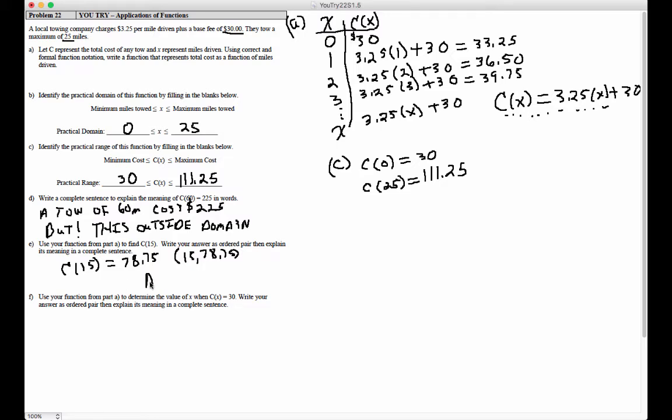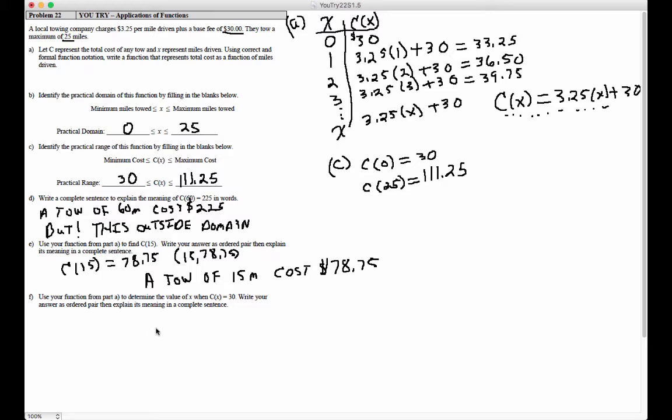This means that a tow of 15 miles costs $78.75. Now, use the function in part A to determine the value of x where C of x is equal to 30. Write your answer as an ordered pair and explain what the meaning is in complete sentences.